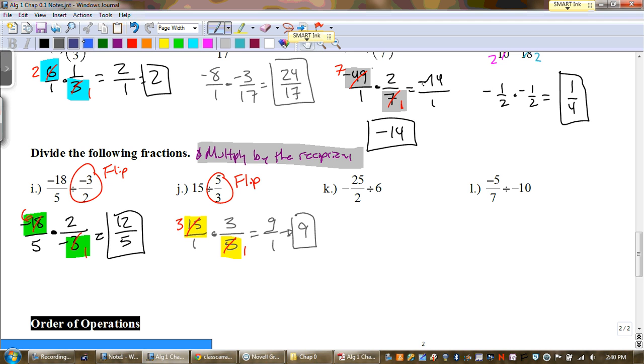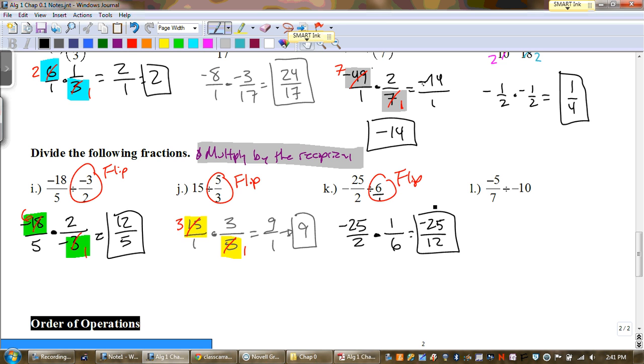All right, K. The first one stays the same. That's 6 over 1. So we're going to flip that. It changes to multiplication. 1 on the top, 6 on the bottom. Can we reduce that? Nope. So multiply straight across, we get negative 25, and then 12 on the bottom.